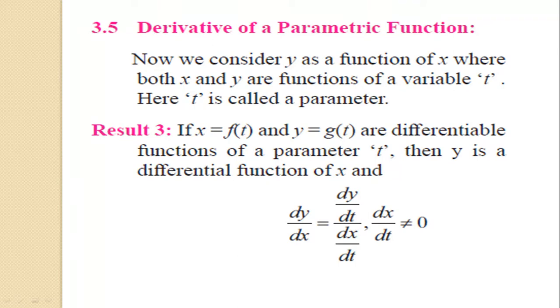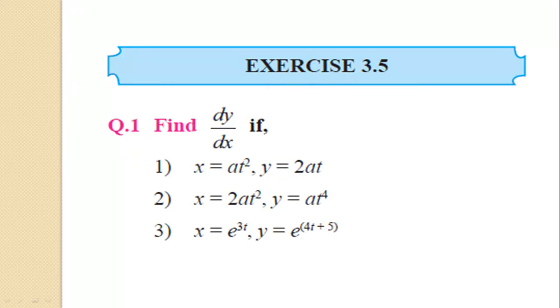t. Okay, and both are differentiable functions with respect to that parameter, and if you want to differentiate y with respect to x, that means if y is a differentiable function of x, then how will you get dy by dx? It is dy by dx is equal to dy by dt upon dx by dt, where dx by dt is not equal to 0. So by using this concept, that is the derivative of a parametric function, now we will solve the exercise number 3.5. Now see here, question number 1 from that exercise.